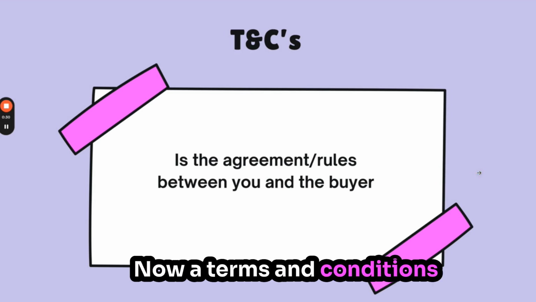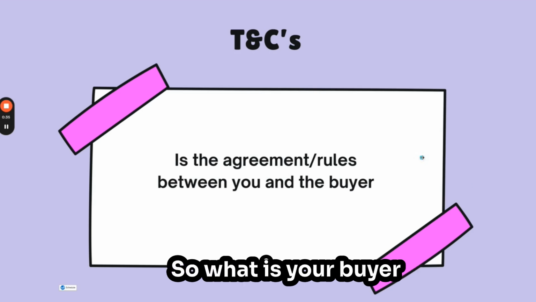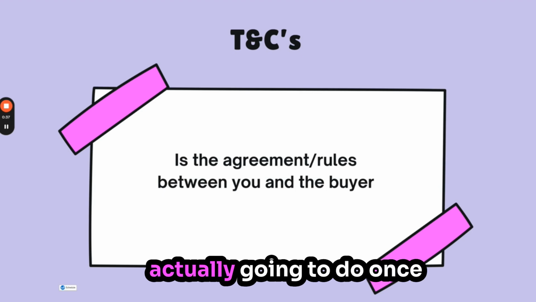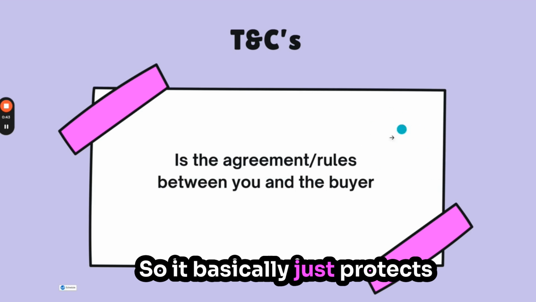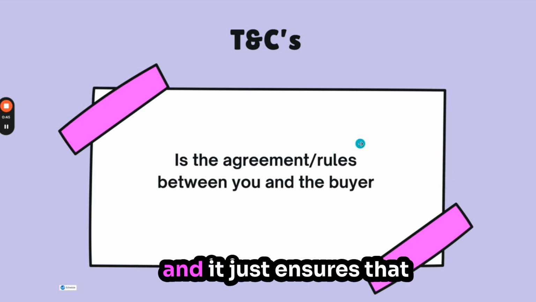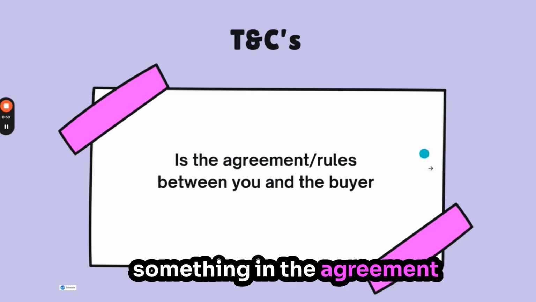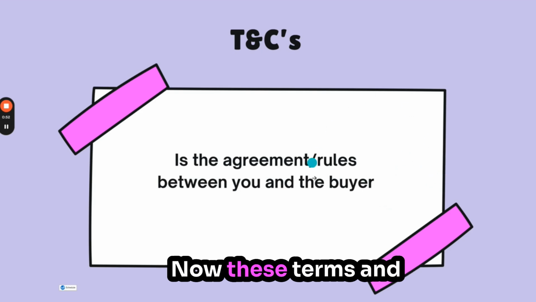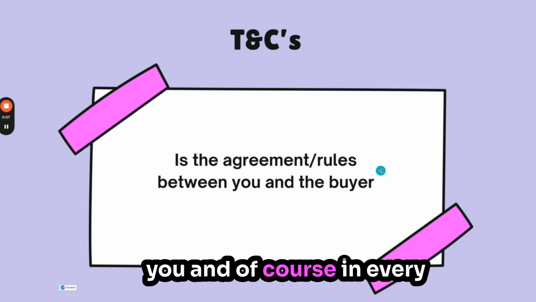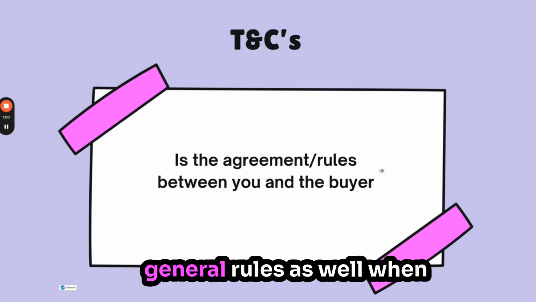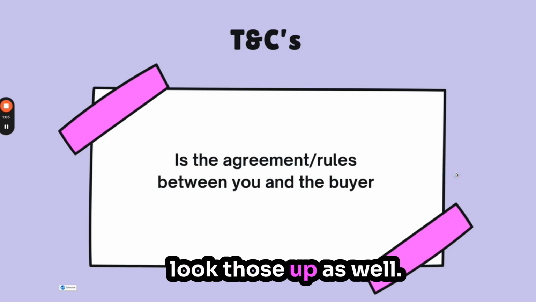Now, a terms and conditions is basically the agreement or the rules that you set between you and the buyer. So what is your buyer actually going to do once they have the product? It protects you, it protects them, and it ensures that everybody knows what happens once the client purchases something and the agreement that they are going into. Now, these terms and conditions and the privacy policy are specific to you. And of course, in every country, there are also general rules when you are purchasing products, so you just have to look those up as well.